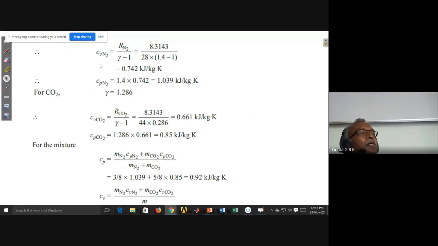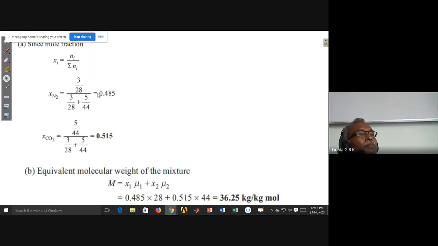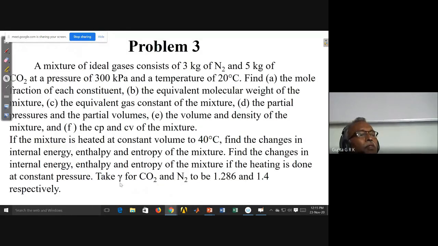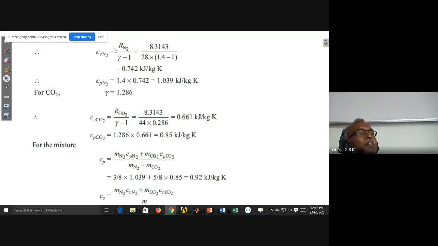Right. Cv of N2 is actually here. Gamma of CO2 and N2 are given in the problem, 1.286 and 1.4. So Cv is equal to R by gamma minus 1. R bar is 8.3143. If I find gamma, I can find out Cv.